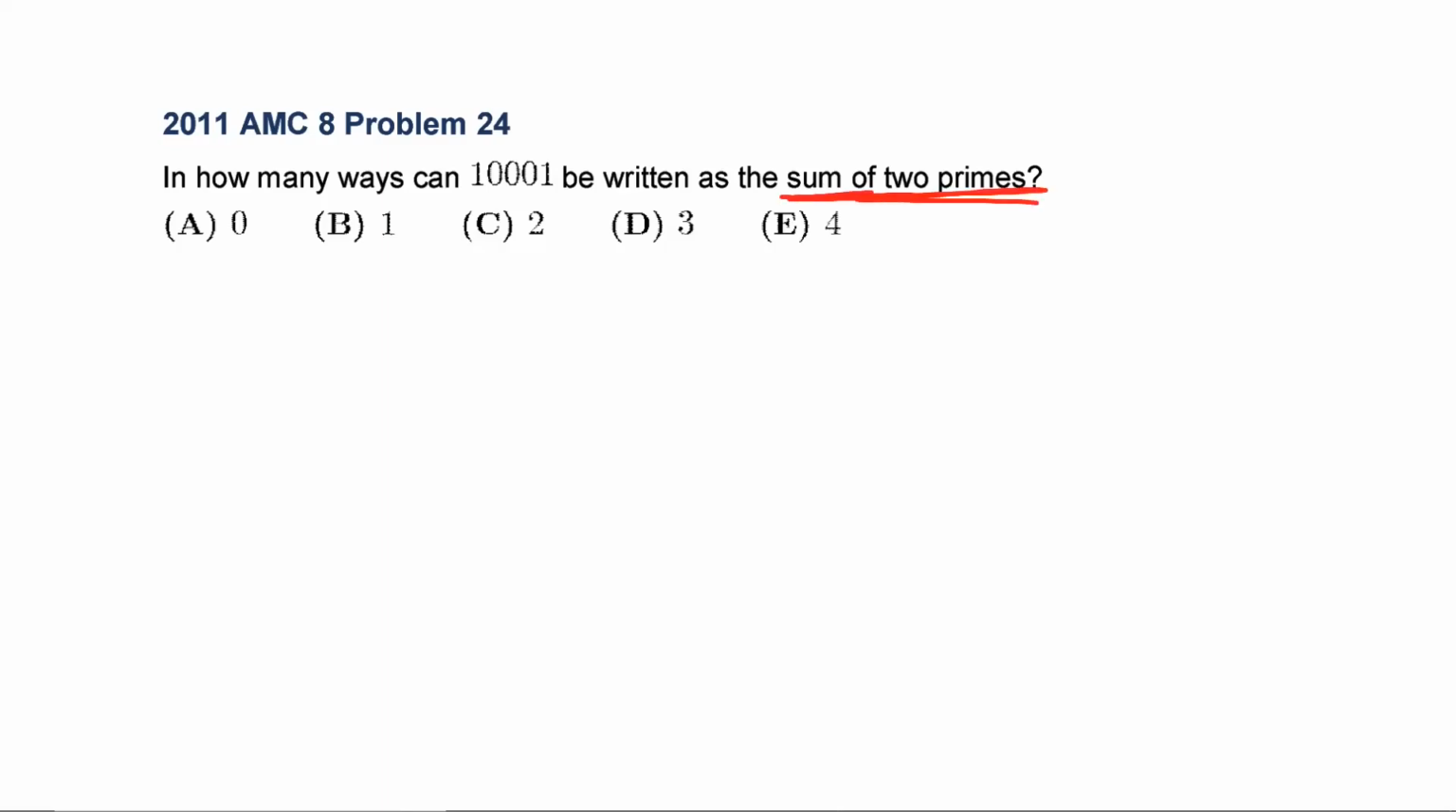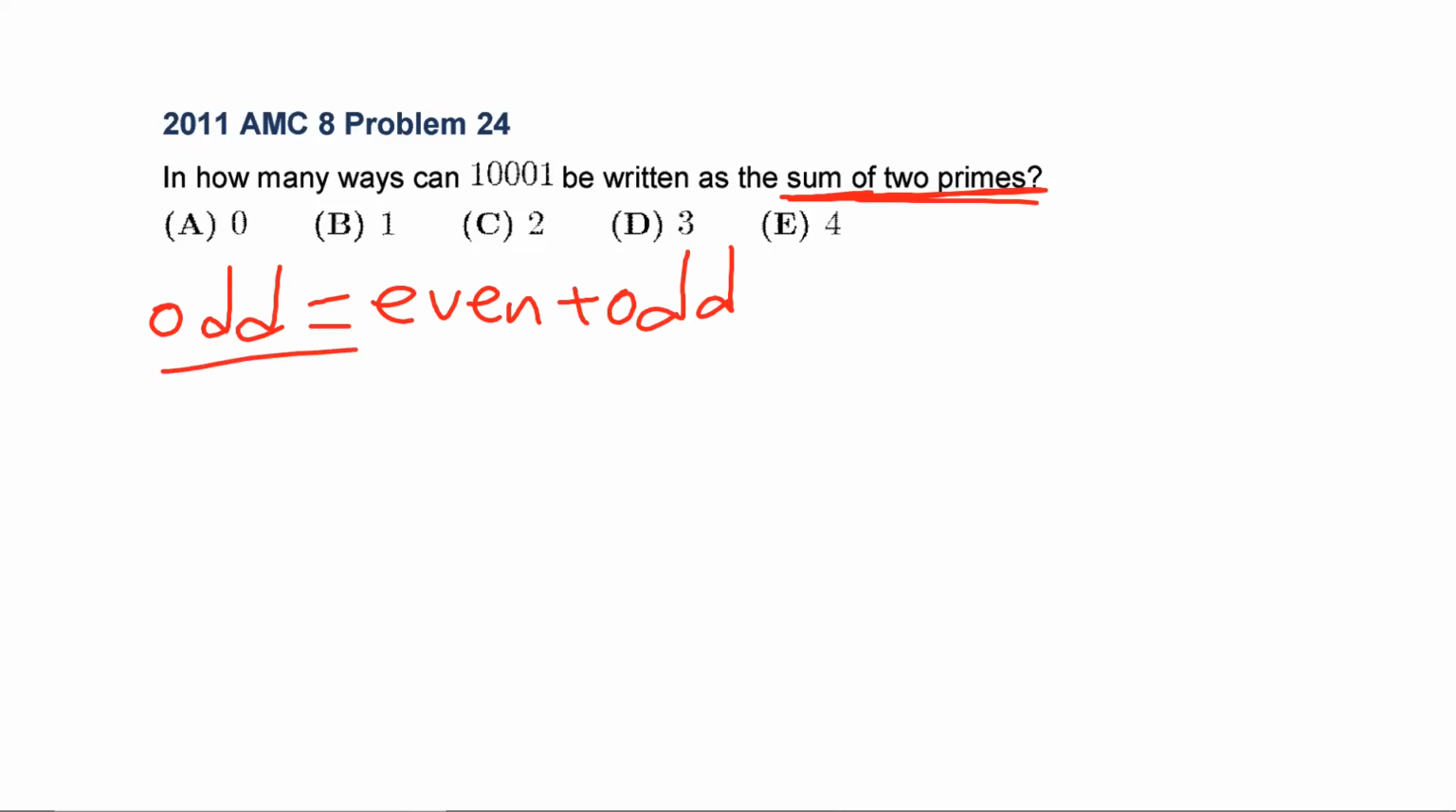Well, an odd number can either be a sum of an even number plus an odd number. And you cannot get an odd number by adding together two evens or two odds. So this is the only way that would work. And unfortunately, the only even prime is 2. So this would have to be 2.